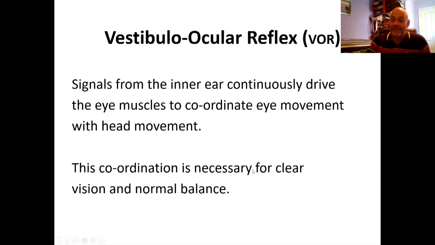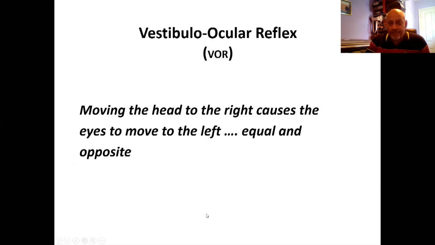And obviously, when you have a vestibular problem, that's what you lose. So when you move, your eyes move wrong, and that creates either blurred vision or a sense of imbalance, or makes you go off balance. So a simple VOR, in simple terms: moving the head to the right causes your eyes to move to the left, equal and opposite.